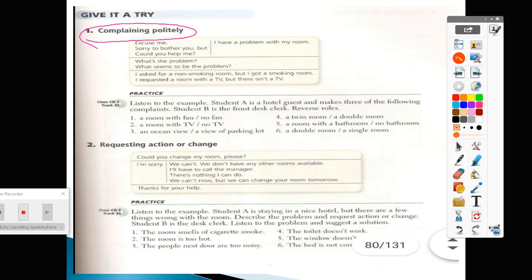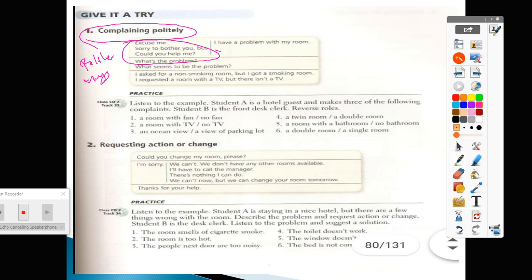Complaining politely. Complaining means you talk to someone about things that bothered you, that upset you, that you are not comfortable with, so you complain politely. "Excuse me, I have a problem with my room." "Sorry to bother you, but I have a problem with my room." These are polite ways of complaining.